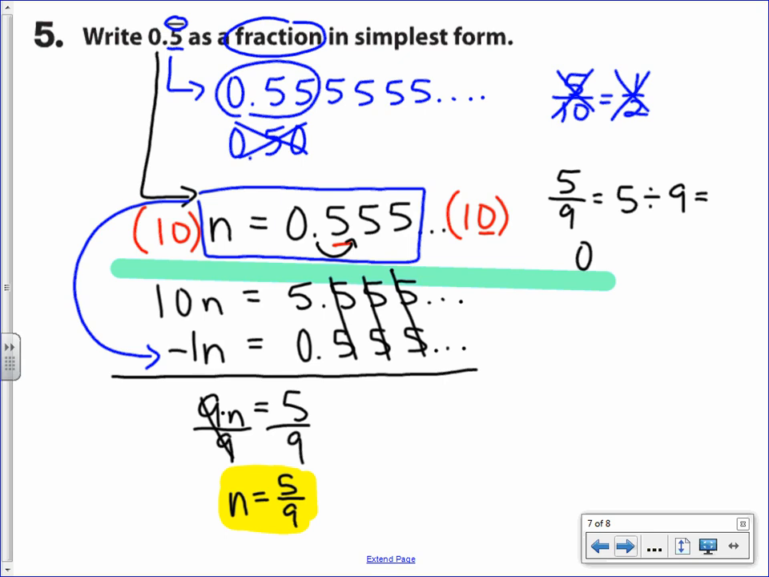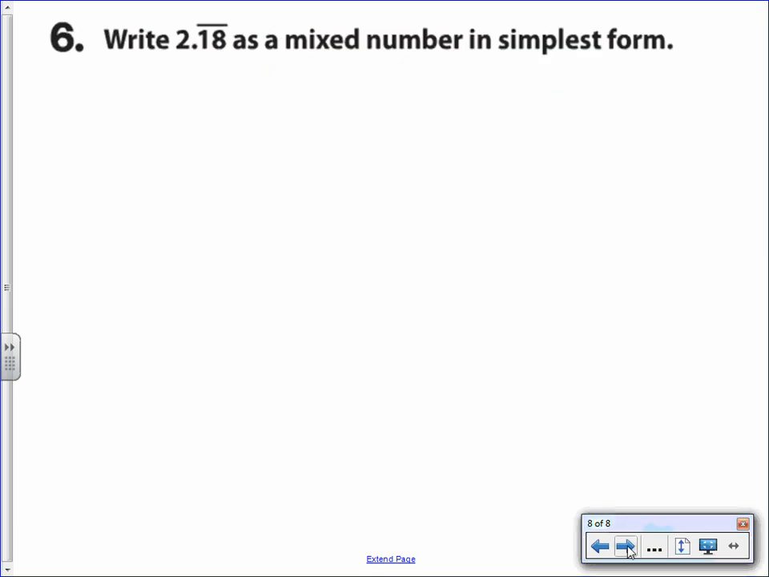And when I do that, I get 0.555 all the way until the end when it runs out of room. And that's exactly what we're looking for. So what is 0.5 repeating as a fraction? It is 5/9. I double checked myself with the calculator. Tough question. Next one's going to be even tougher, but it's the last one for the day.